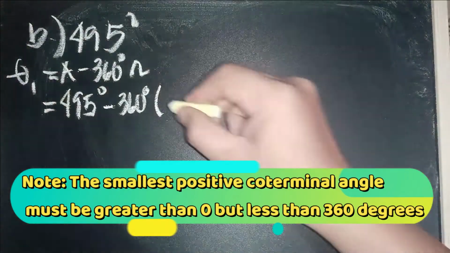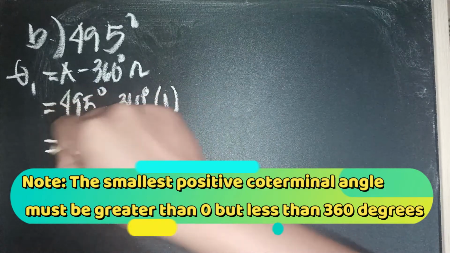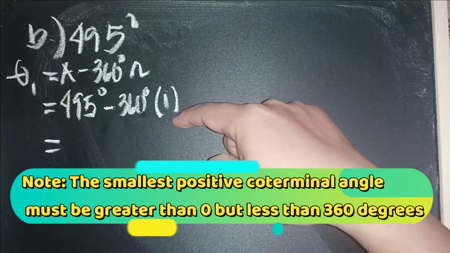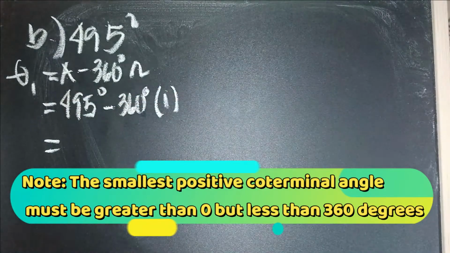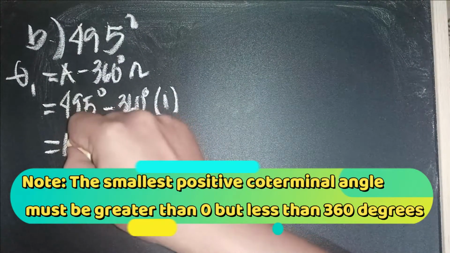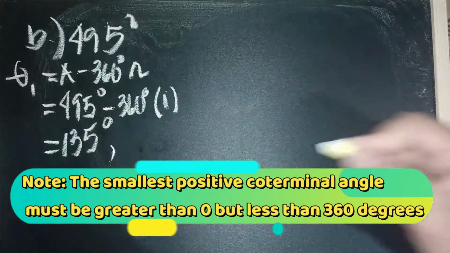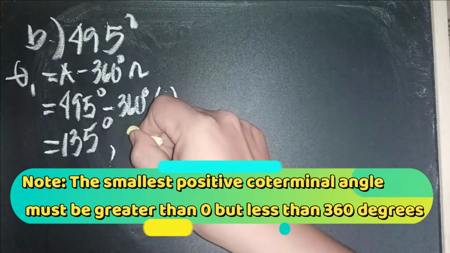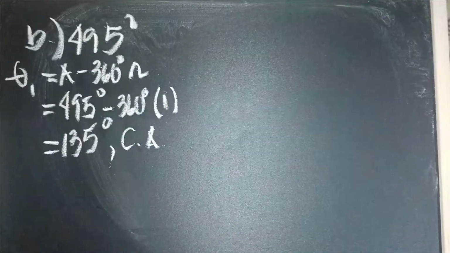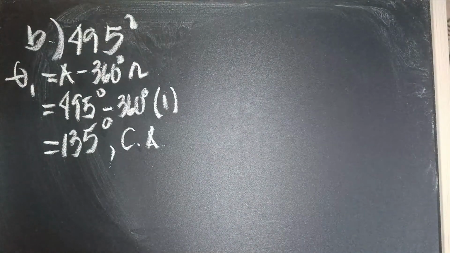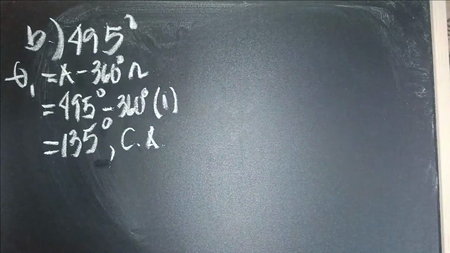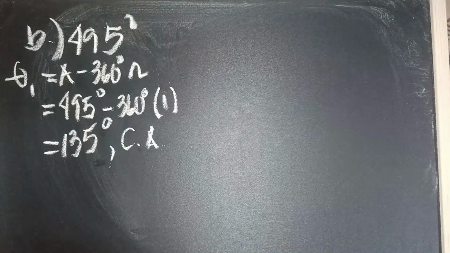So our n is 1. 360 times 1 is 360. If we subtract 360 from 495, that equals 135 degrees. So this is our smallest positive coterminal angle. This is what we will use to get the reference angle. So we will no longer use 495, but instead we will use the smallest positive coterminal angle, which is 135 degrees.